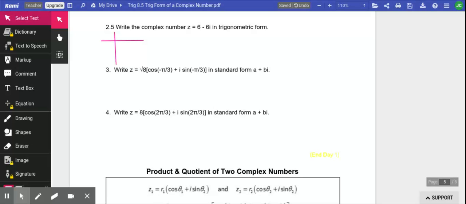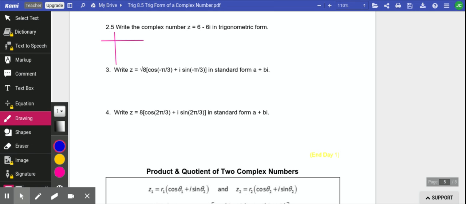We're going to continue on writing our complex numbers in trig form. So our complex number is 6 minus 6i. I'm going to start by graphing that. So in the real direction, we'll go 6 and then down 6. So this is our complex number.